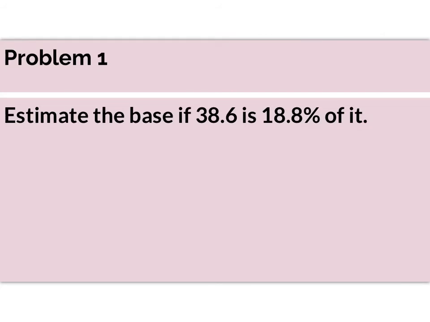Okay, the base. What is the base number? So let's put B for base. 18.8% of the base equals 38.6. So we wrote this one backwards. The base times 18.8% equals 38.6. So let's deal with some nice, easy round numbers. 18.8% is close to 20%, so roughly 20% of the base, and let's round 38.6 off to 40.